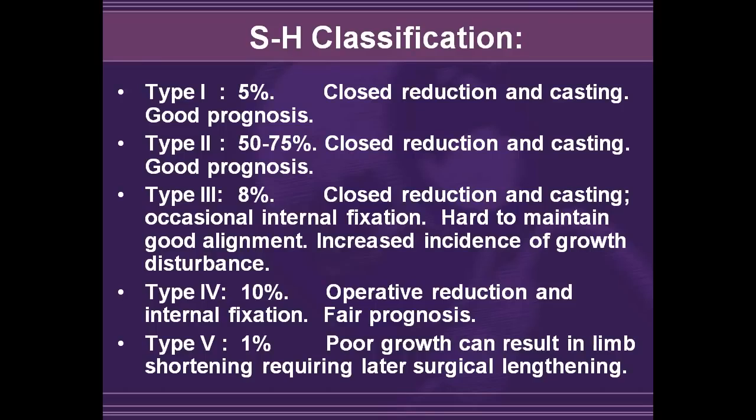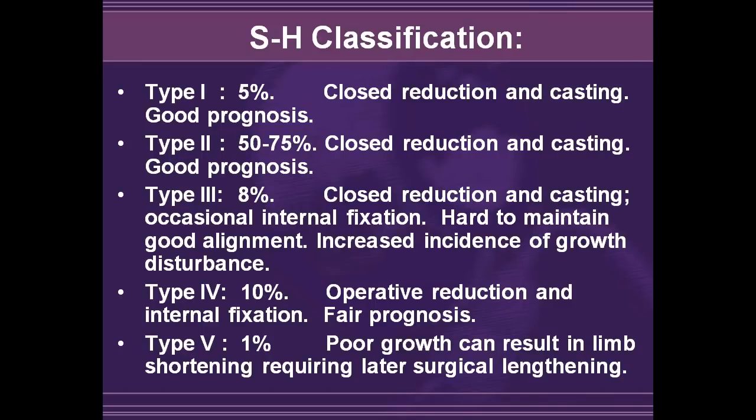So type 1 fractures are fairly uncommon. They require closed reduction and casting and have a good prognosis. Type 2, which are through the metaphysis, are the most common and also have a good prognosis with closed reduction and casting. Type 3, which is through the epiphysis, is not very common. It occasionally requires internal fixation because that piece of epiphysis may fall off and not remain in place. There is increased incidence of growth disturbance.